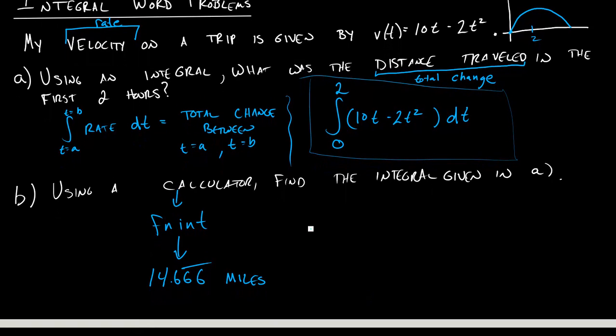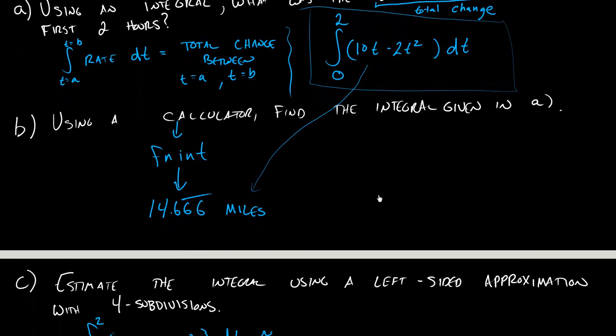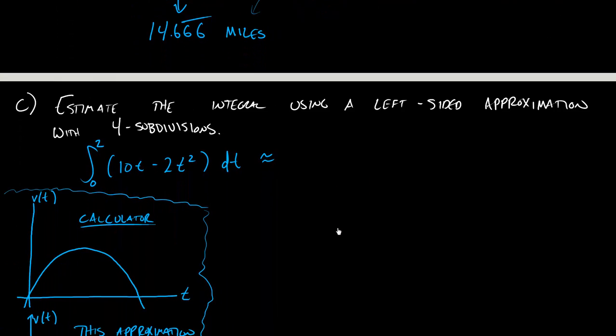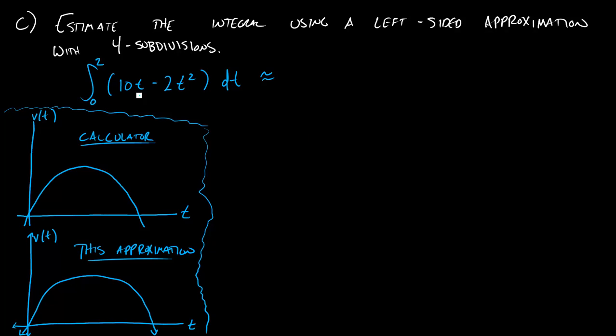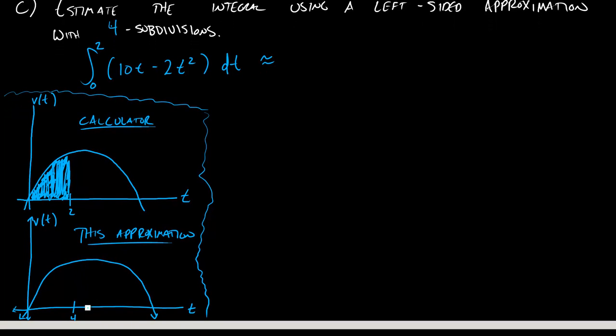Now, how else could I do this? So I used a calculator. I found this integral. I found that FNINT of that was 14.66. But how about down here? So I've rewritten the integral. The calculator finds the exact area under this curve between t equals 0 and t equals 2. Now, another type of thing your book is going to ask you to do, rather than finding this area, it might say something like, well, let's approximate it, right? So let's go up to 2 again.